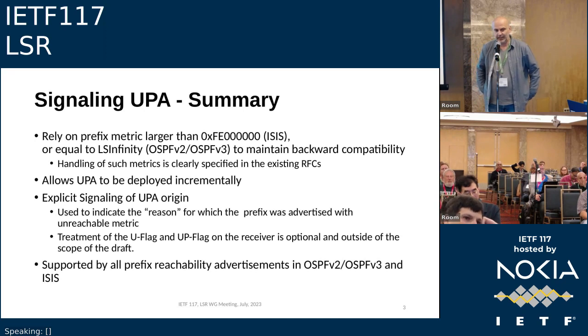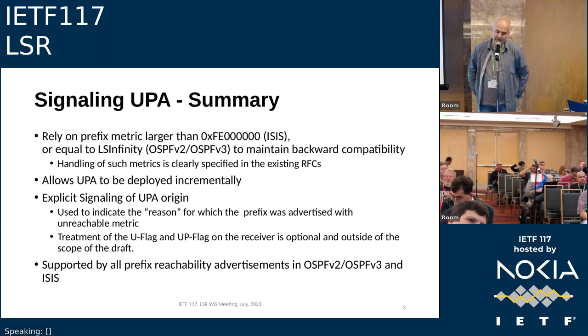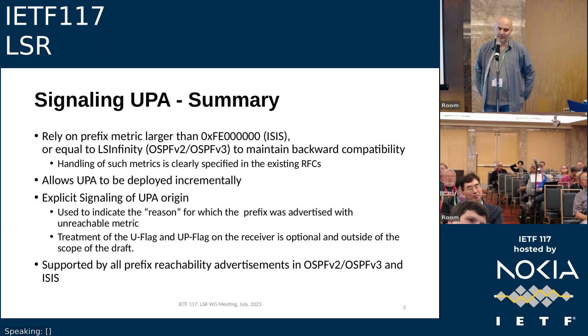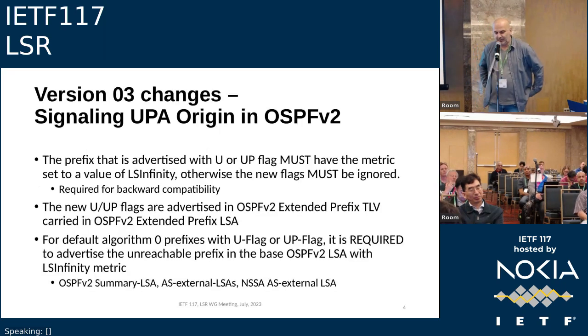So just a summary of what we do: we rely on the metric being set to a value which is defined by either ISIS or OSPF as unreachable. This allows us to deploy this solution incrementally. There have been concerns that even if you generate a prefix with that metric, it may be generated for some other purpose. So if we want to distinguish this other purpose from what we want to do, we put some specific flags, actually two of them, U and UP flags, to distinguish the reason why we generate this high metric prefix from other reasons. This solution works for all the possible prefix types that are advertised by OSPF, OSPFv3, and ISIS. Next slide, please.